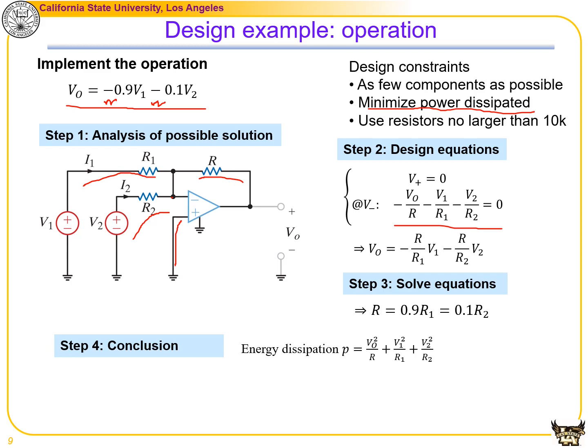We know that to minimize the power dissipation, we need to increase the resistance. There is an additional requirement that the resistors be no larger than 10K. So from here, we know that R2 is the largest resistor, because all the others are smaller than this. So we're going to select R2 to be 10K, so that we can find R, which is 0.1 of R2, which becomes 1K, and R1 is 1.1K.